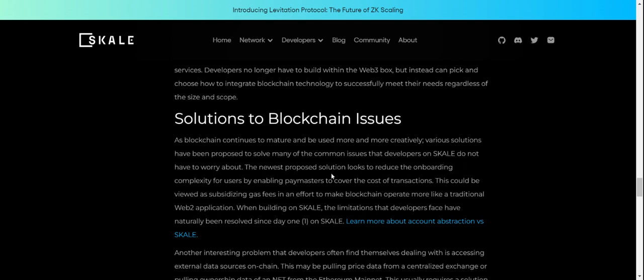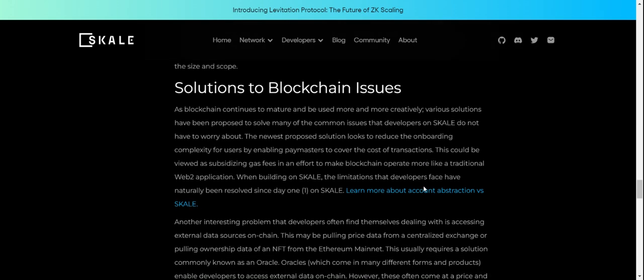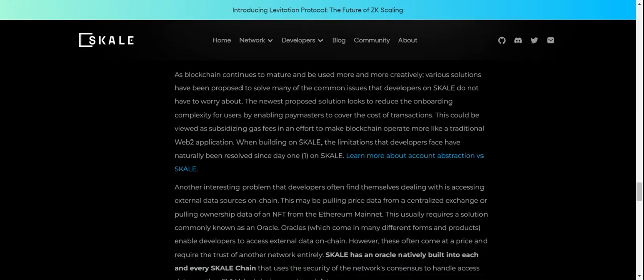The newest proposed solution e dey look to reduce the complexity wey dey with onboarding users, wey be by enabling paymaster to cover the cost of transaction. You fit look dis like say dem dey subsidize gas fee to make blockchain operate more like traditional web 2 application wey be say dem no go dey pay gas fee.